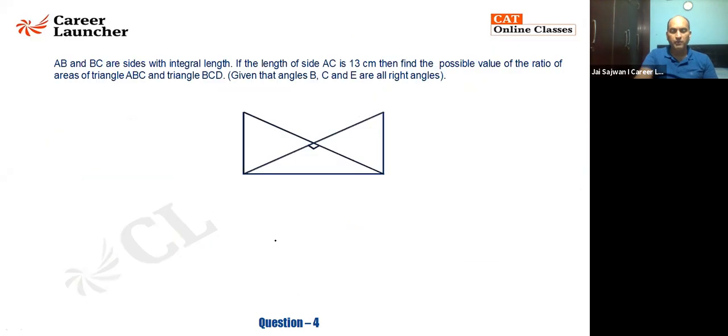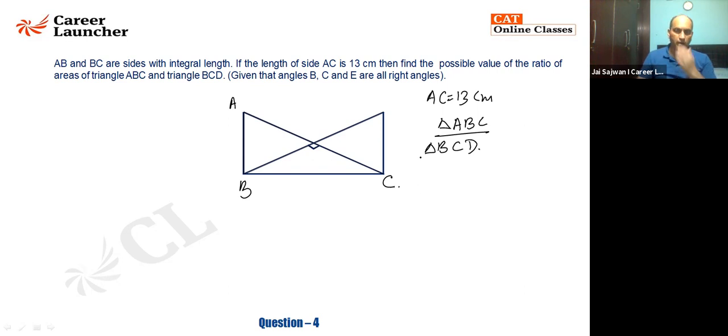Okay. Now, before you solve this question, I would like to tell you again here, AB and BC are of integral length. Fine. And AC is 13. Let's take it as ABC being sides of integral length. The length of AC is 13, which is given. Find the possible values of the ratio of the area of triangle ABC to triangle BCD. What could be the possible ratio there? Come on, try to get the answer.